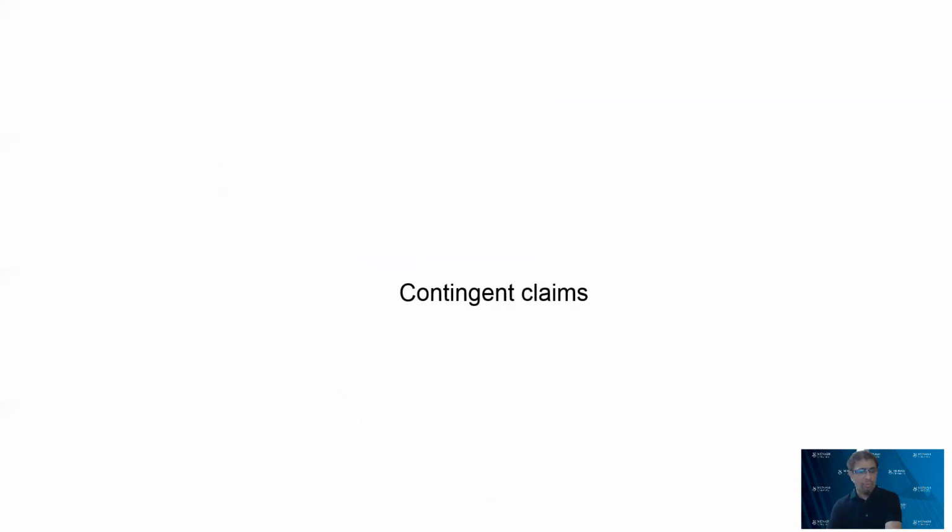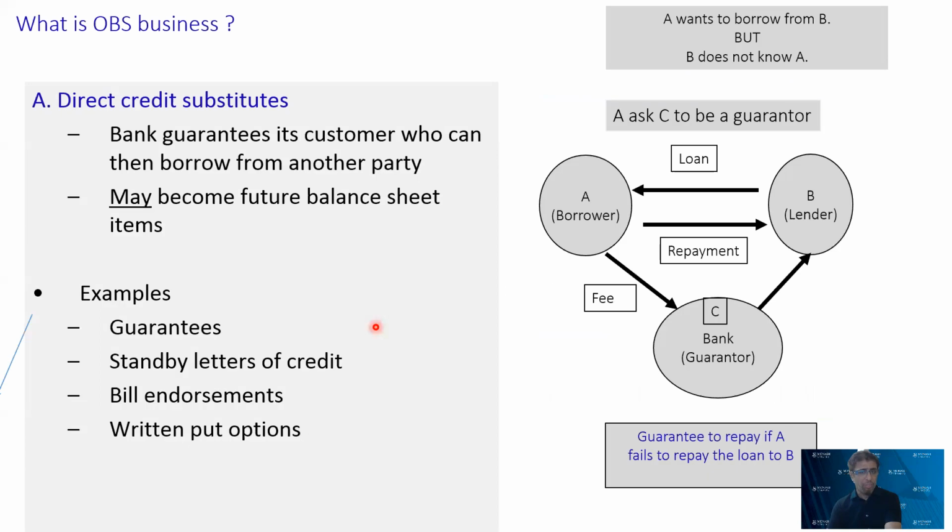Now, let's move to the second part, and maybe this is one of the most common things banks do: the contingent claims. And these contingent claims are two. One of them is called direct credit substitutes, and the other one is called performance-related substitutes and trade-related services. Now let's talk about the direct credit substitutes.